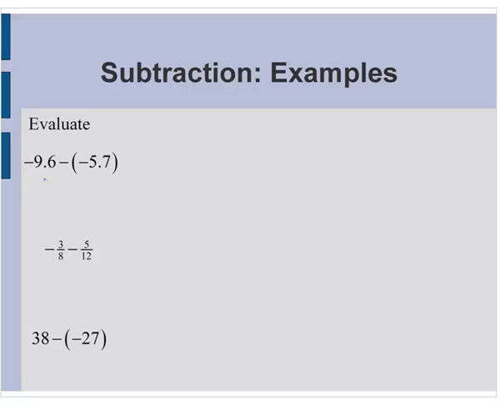Negative 9.6 subtract negative 5.7 is the same as negative 9.6 add positive 5.7, which would be a negative number, as the 9.6 is larger, and we would subtract the values. Borrowing correctly, we would have negative 3.9.